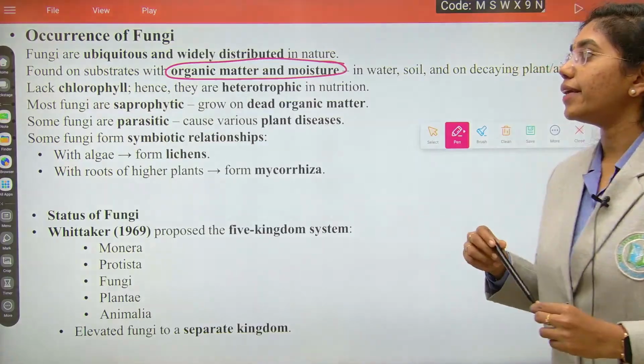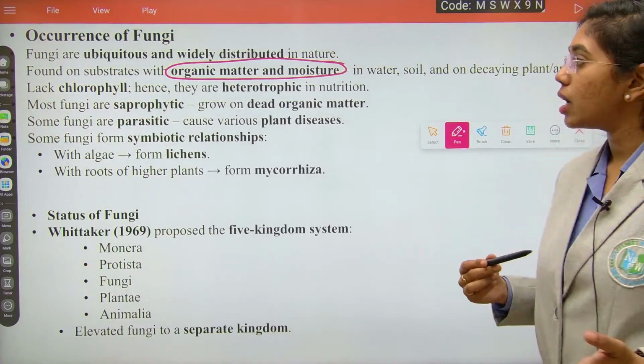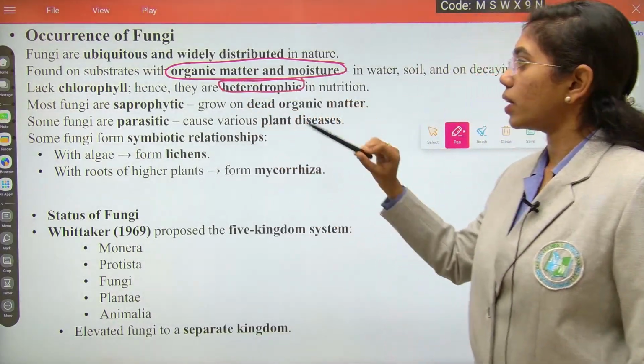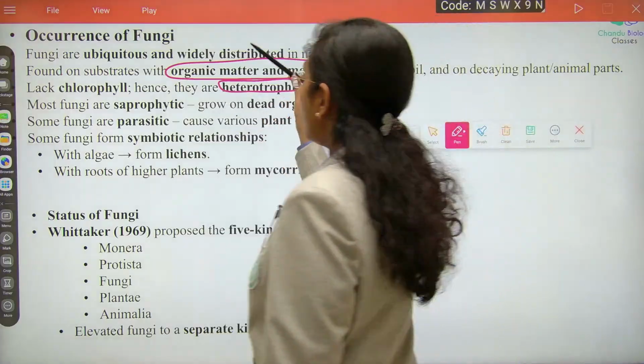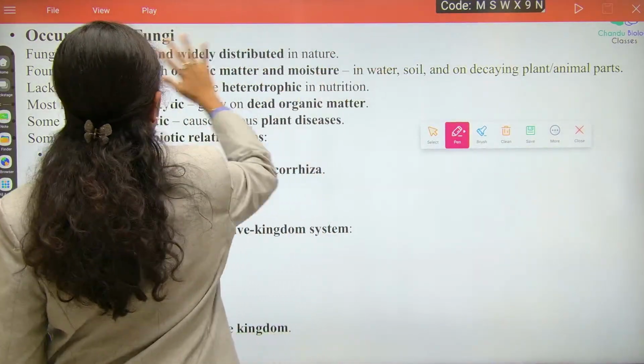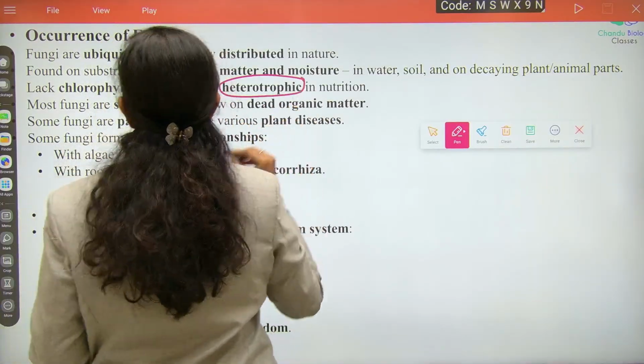They lack chlorophyll. They don't have chlorophyll, they are achlorophyllous. Hence they are heterotrophic in nutrition.